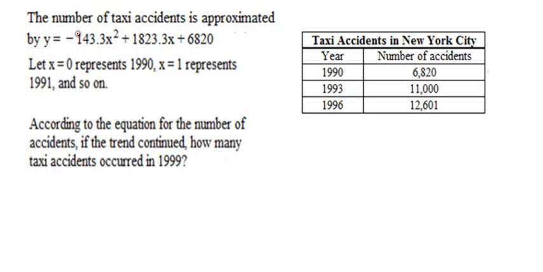Okay, here it says the number of taxi accidents is approximated by this quadratic equation. It's rather an ugly looking one, but we'll work with it anyway. We approximate the number of accidents per year. If we want to represent the number of accidents in 1990, we let x equal 0. If we want to represent the number of accidents in 1991, we let x equal 1, and so forth.